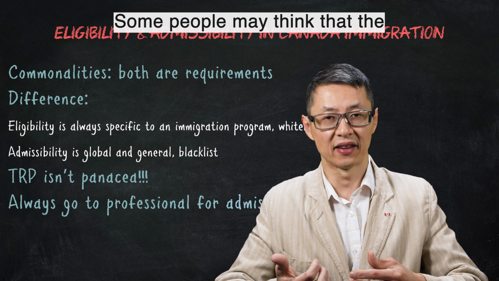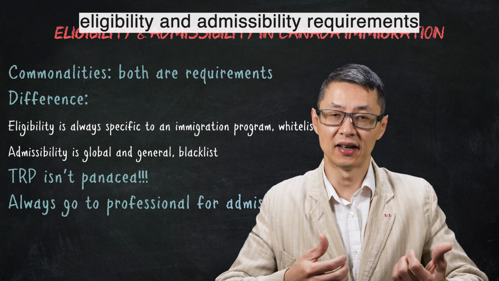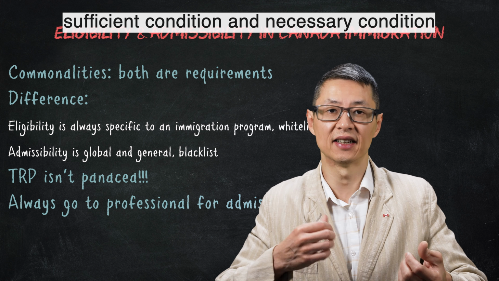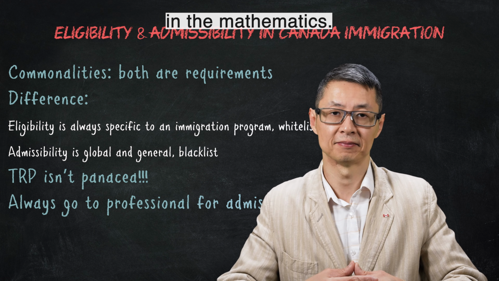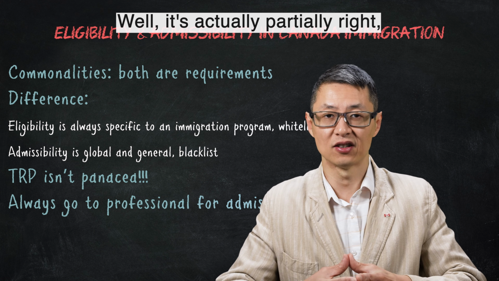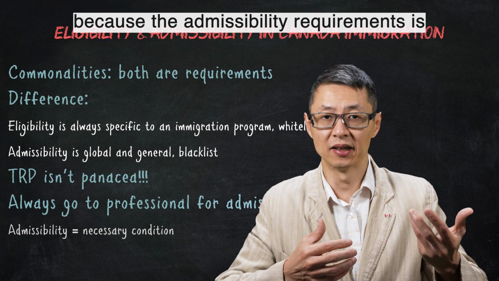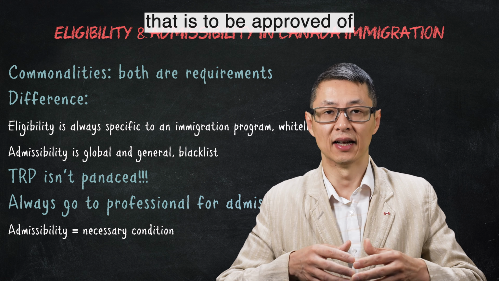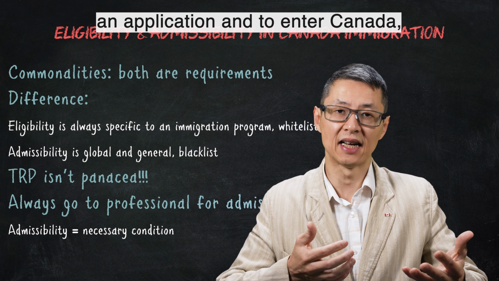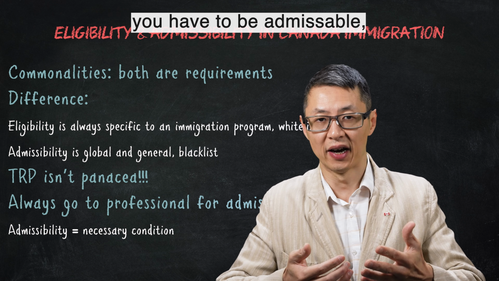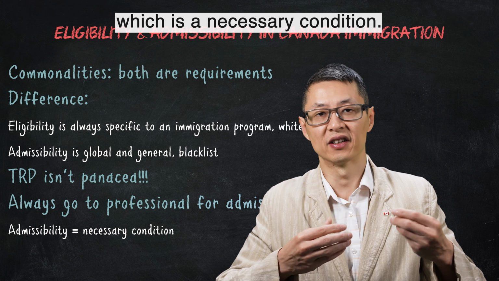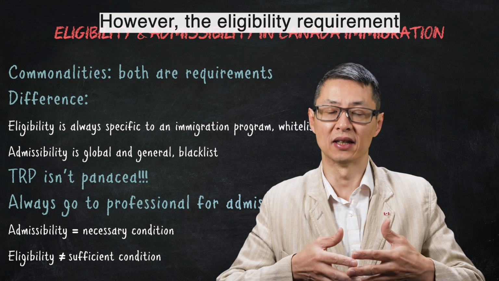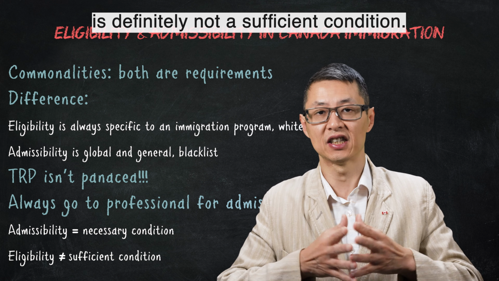Some people may think that the eligibility and admissibility requirements are kind of like the concepts of sufficient condition and necessary condition in mathematics. Well, it's actually partially right, because the admissibility requirement is kind of like a necessary condition. That is, to be approved for an application and to enter Canada, you have to be admissible, which is a necessary condition. However, the eligibility requirement is definitely not a sufficient condition.